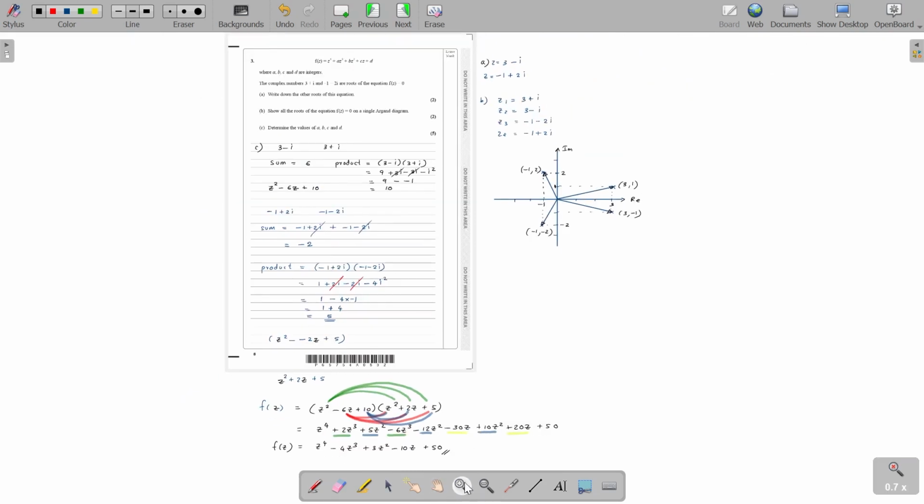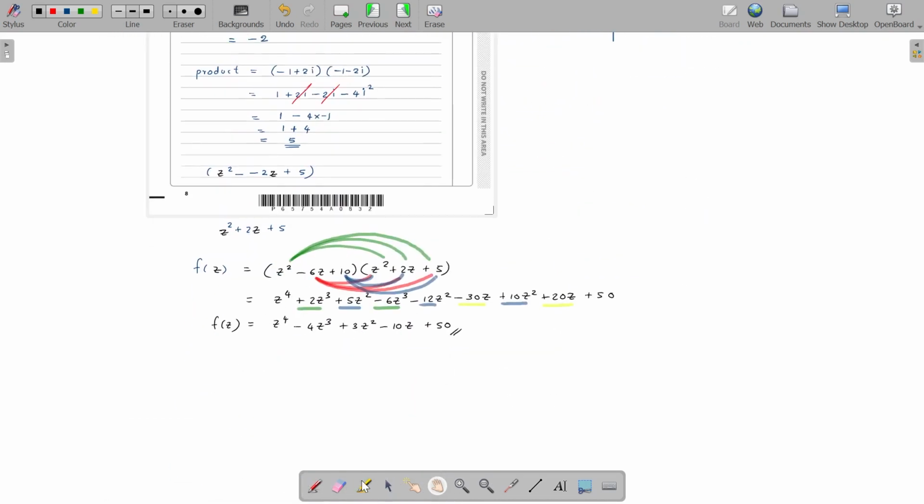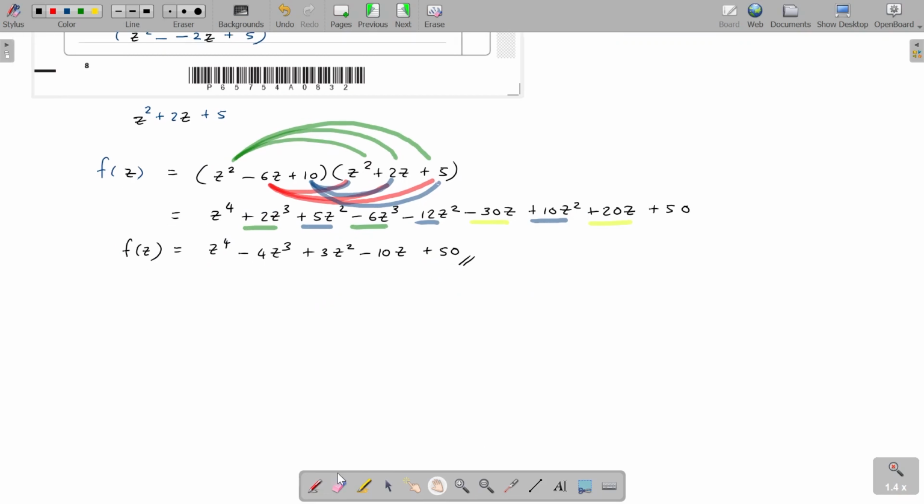Okay, shall we also give the values of A, B, C, D just to be safe? Yeah, so what are the A, B, C, D values? A is minus 4, B is 3, C is minus 10 and D is plus 50. Okay, so we determine the values of A, B, C and D.